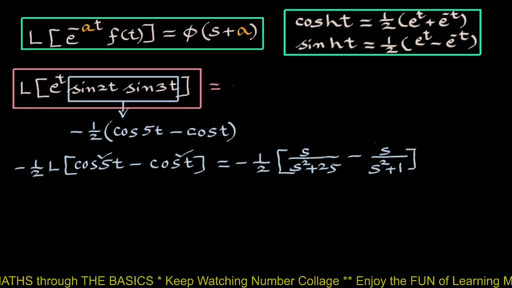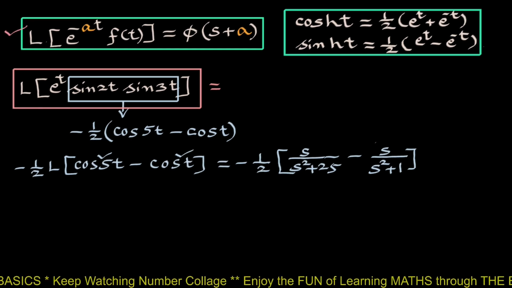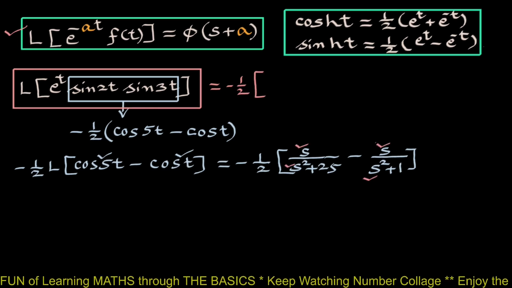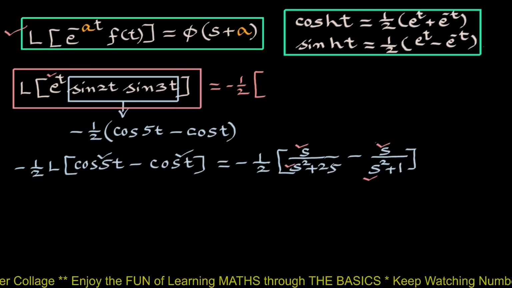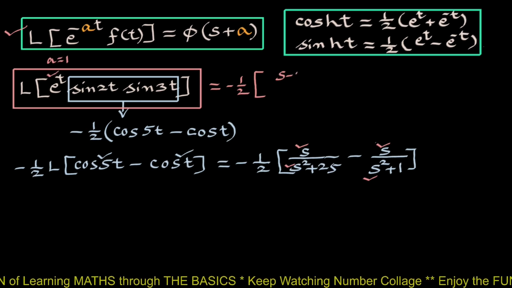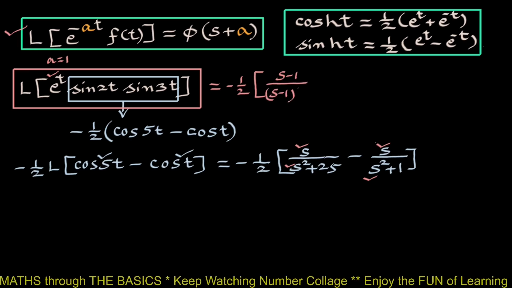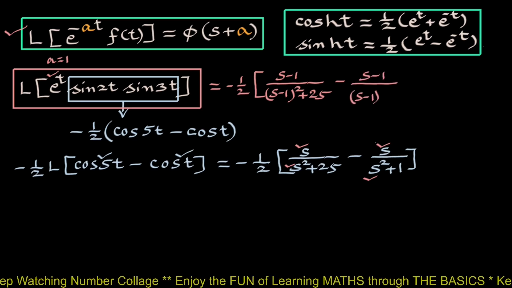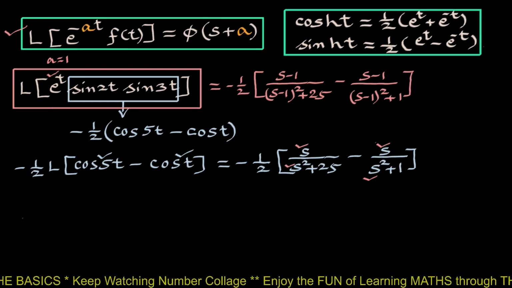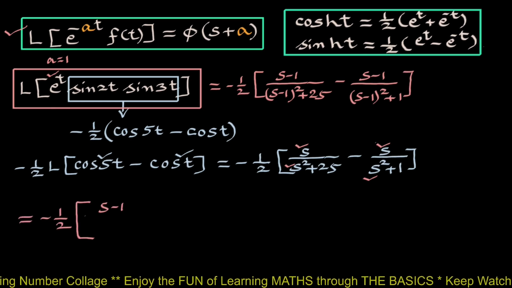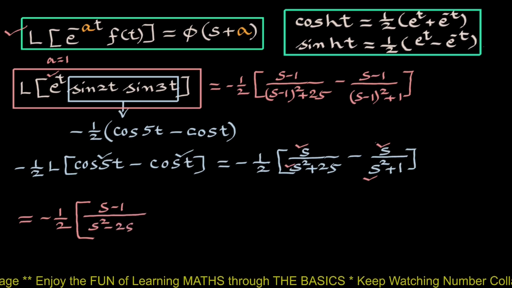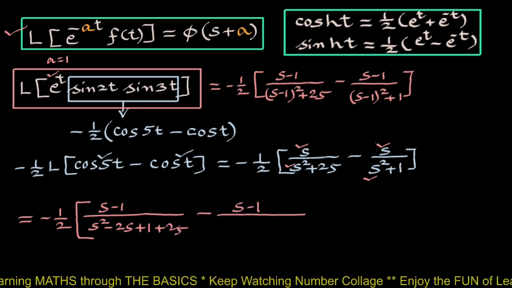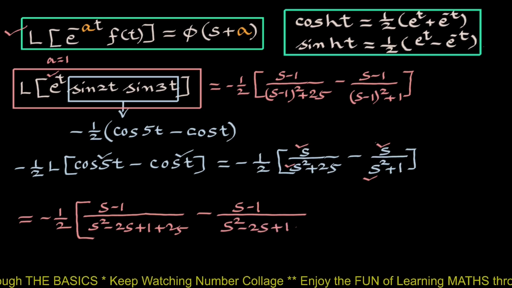Now this will be equal to, by this first shifting theorem, minus half times, we will replace each of these s by s minus 1 because here a is 1. So (s minus 1) upon (s minus 1) whole square plus 25, minus (s minus 1) upon (s minus 1) whole square plus 1. After simplification, this will become minus half times (s minus 1) upon s square minus 2s plus 1 plus 25, minus (s minus 1) upon s square minus 2s plus 1 plus 1.